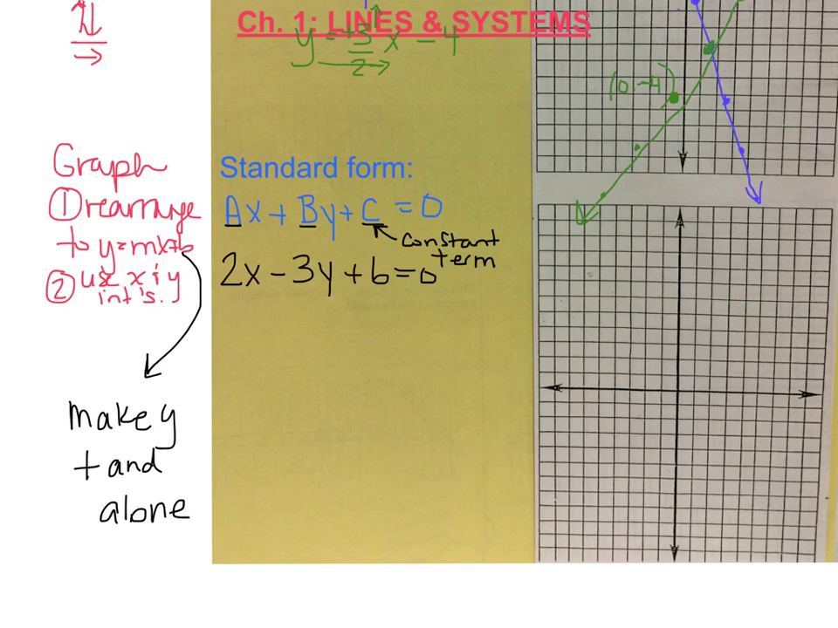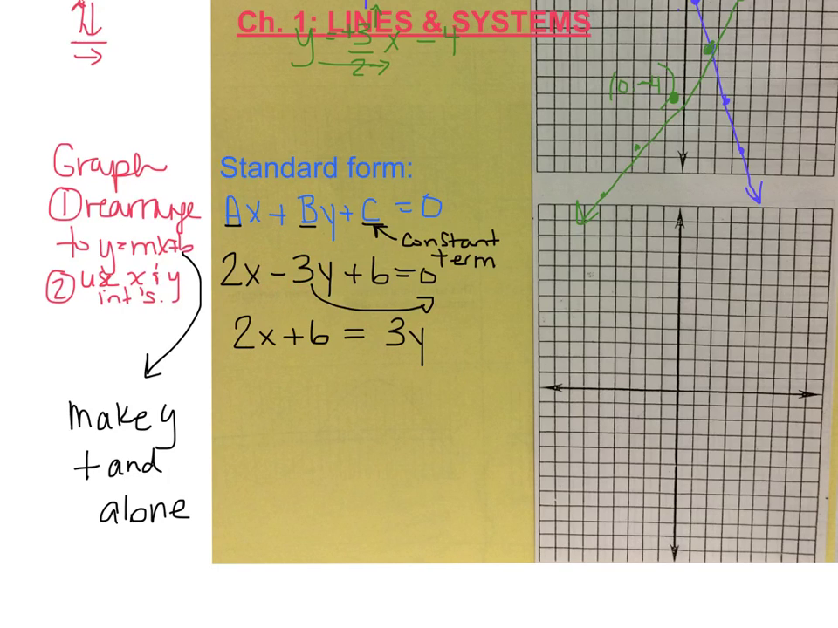In this example, the y is negative. It's negative 3y. There's a coefficient of negative 3. So if we wanted to take that and make it positive, we would want to move it over to the right-hand side of the equation. So we would have 2x plus 6 equals positive 3y. Remember, when you move it, it has to change signs, do the opposite. We used to be subtracting 3y. Now we're going to add 3y.